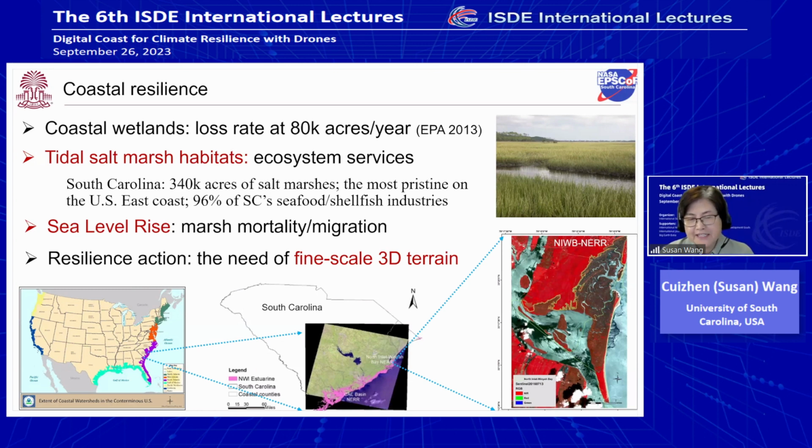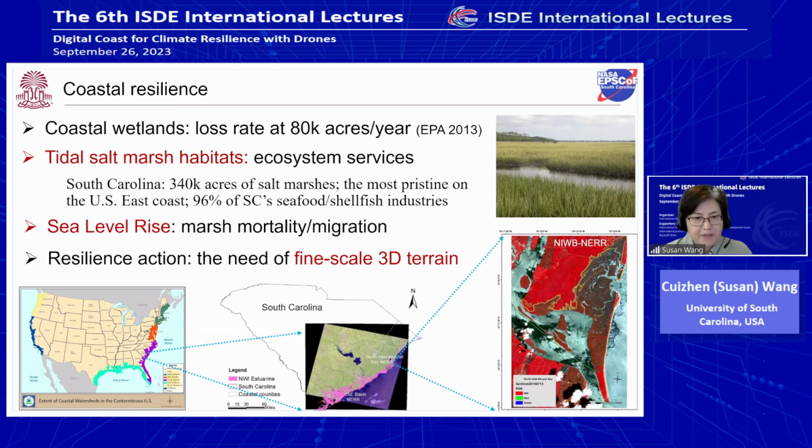For the example of South Carolina, it has more than 300,000 acres of salt marshes, almost the same size as the marsh in Georgia. And it is one of the most pristine on the US East Coast.